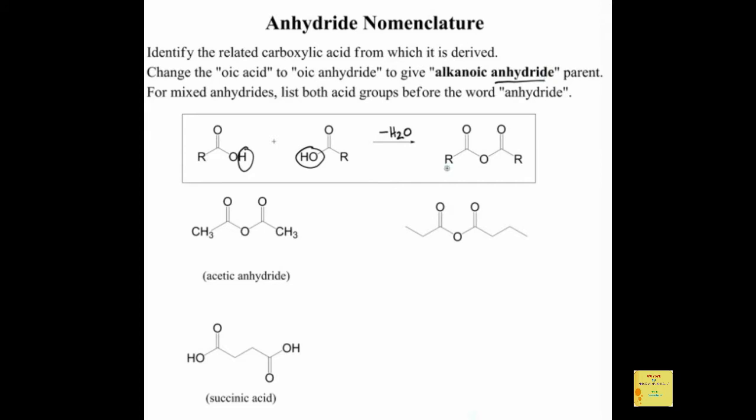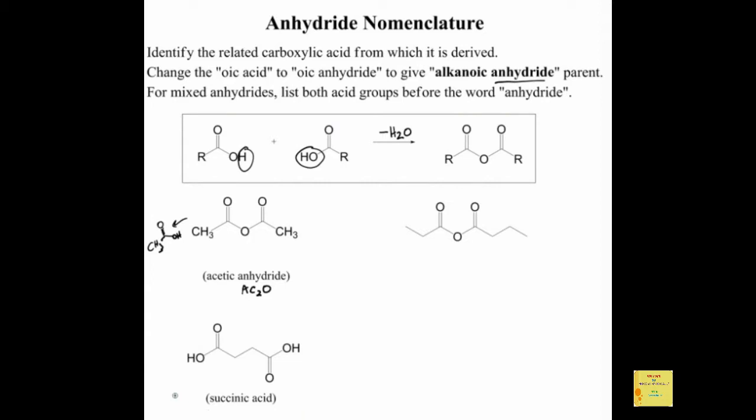So in the simplest case, where these 2 alkyl groups are the same, then we simply name it as the parent acid, but instead of calling it an alkanoic acid, we call it an alkanoic anhydride. So for example, this came from acetic acid. This is related to acetic acid. So we could just call it acetic anhydride as its common name. This is acetic anhydride. The abbreviation for that is Ac2O. It's got 2 Ac groups, acetyl groups, attached to the middle oxygen.